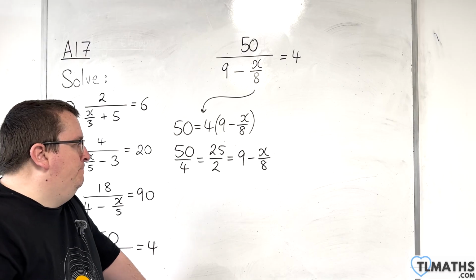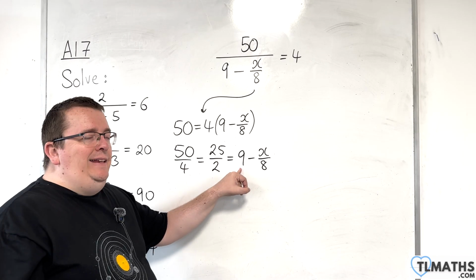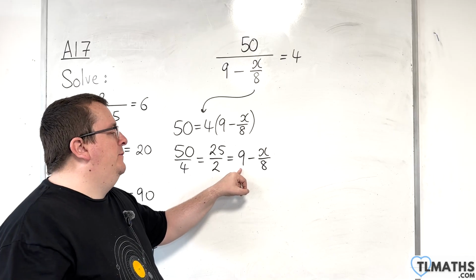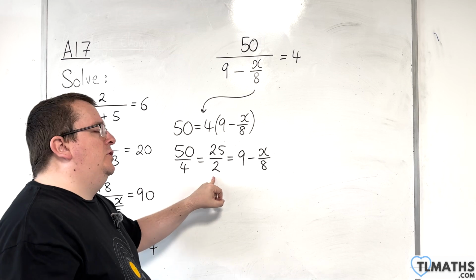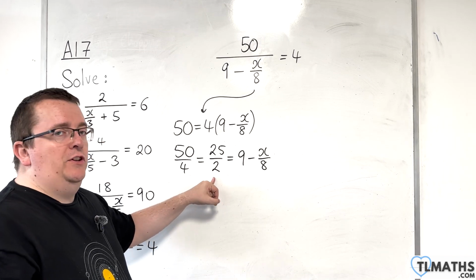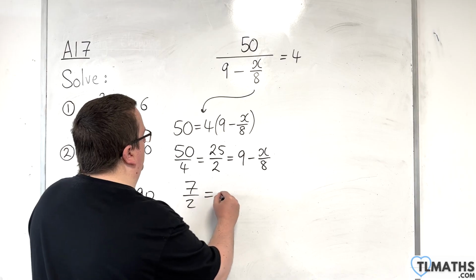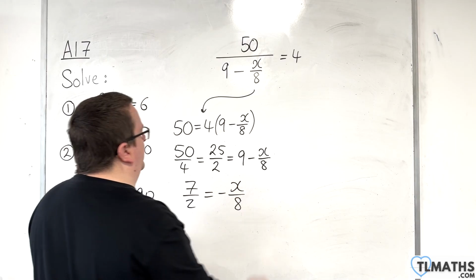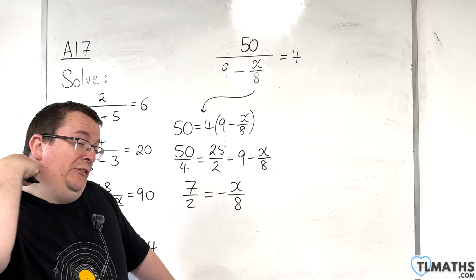Right, okay. So 9 is 18 halves, so 18 over 2. So we need to take away 18 over 2 from both sides. So 25 over 2 take away 18 over 2 is 7 over 2. Okay, we've still got the minus x over 8. And then we need to multiply both sides by minus 8.